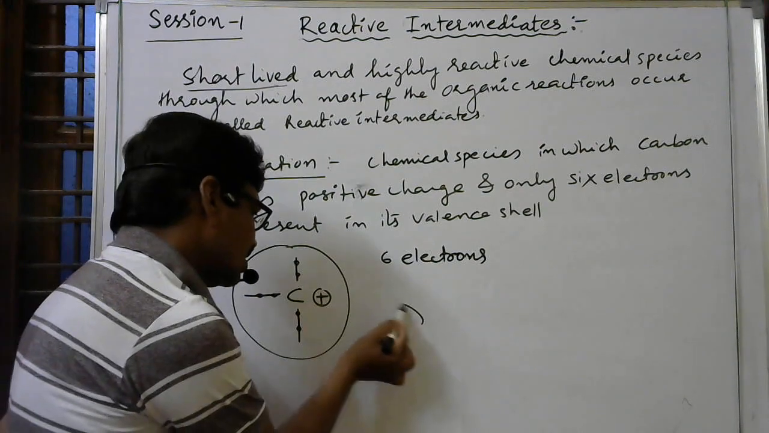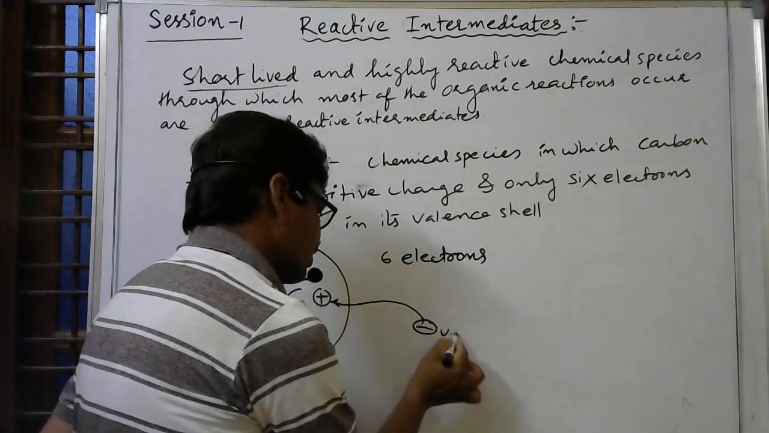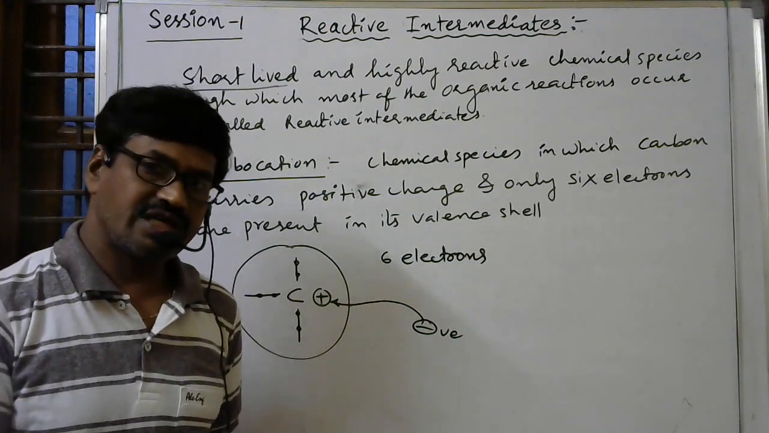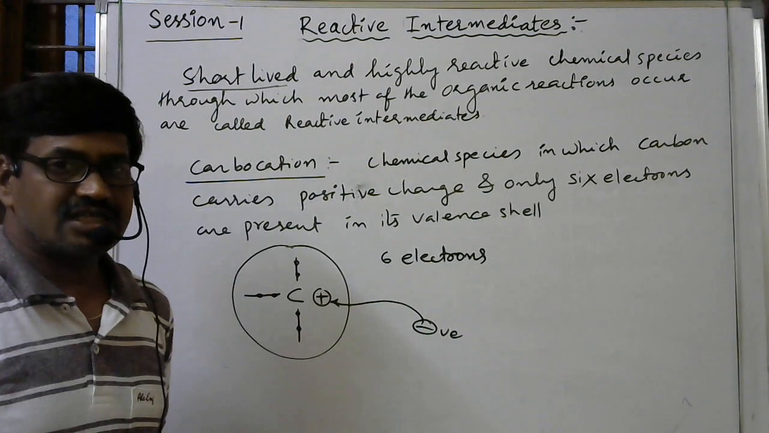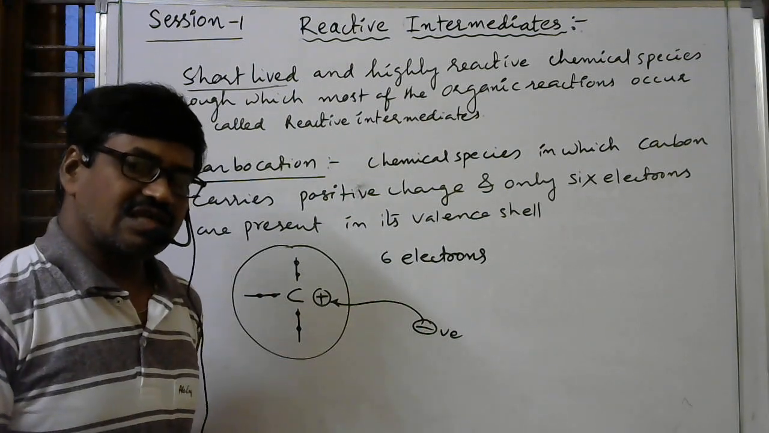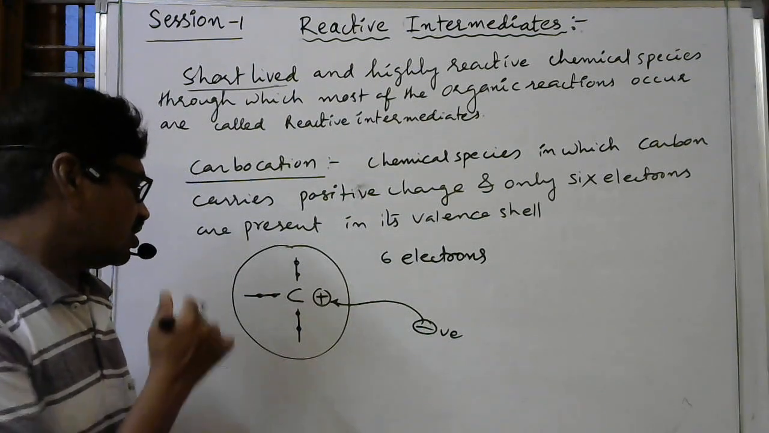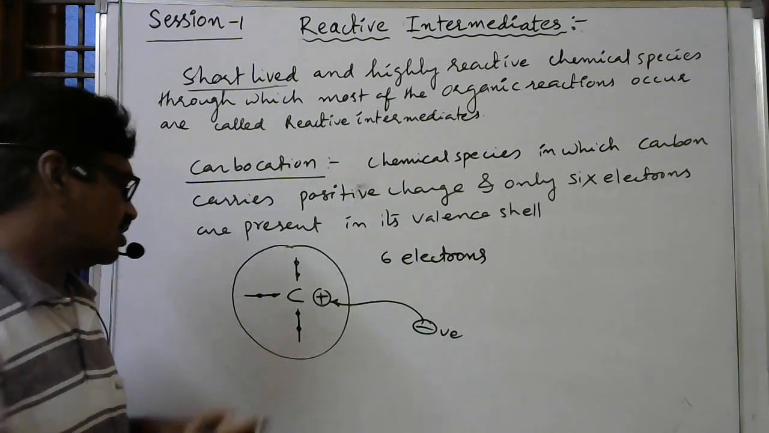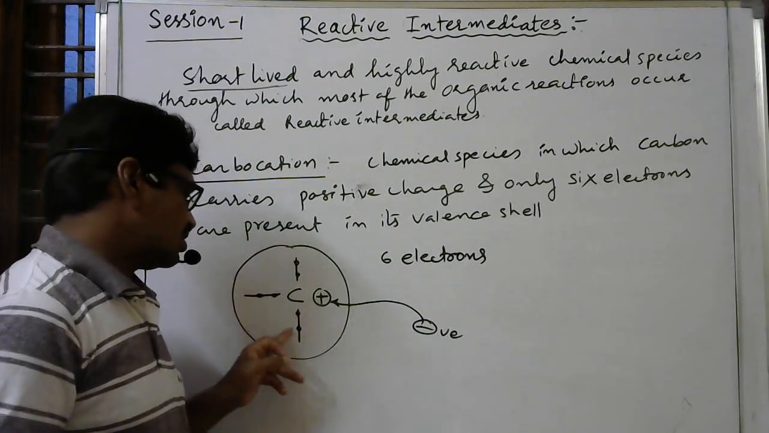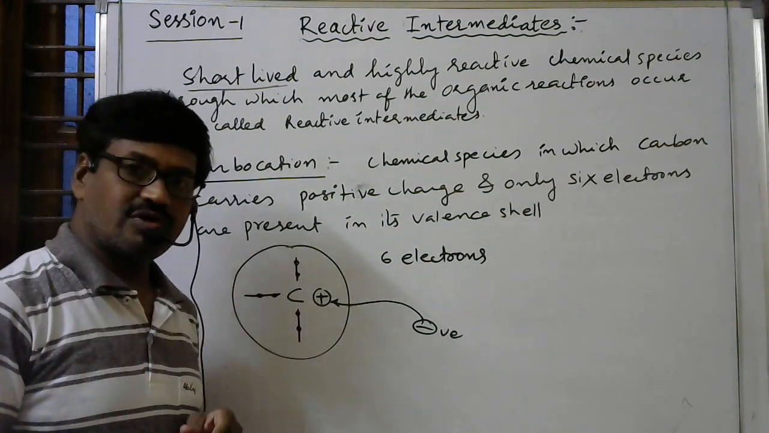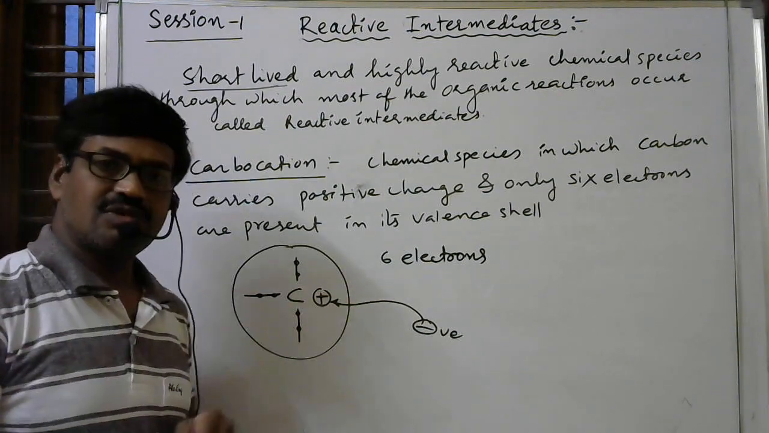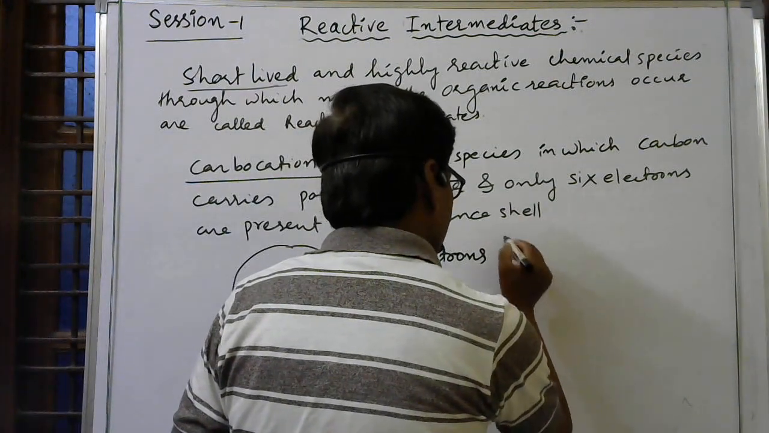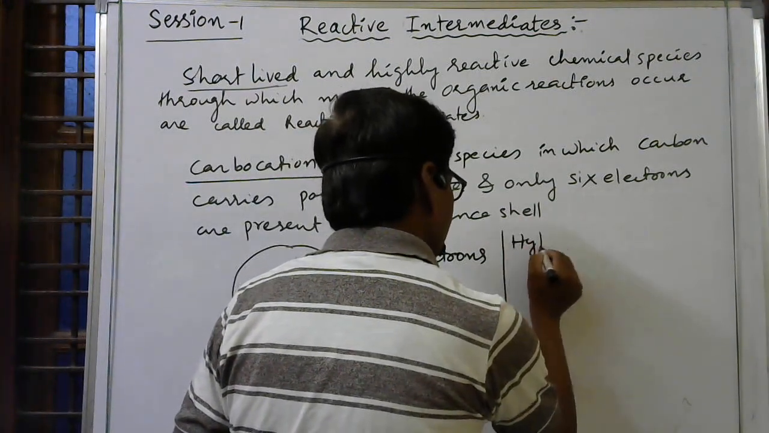So it can always accept negatively charged species, which are nothing but nucleophiles. Generally on carbocation, nucleophilic attack takes place. We will discuss that in the classification of reactions. So this is the carbocation. Then what is the structure of carbocation? Here 6 electrons are present and 3 bonds are present. All these bonds are sigma bonds only, along with the positive charge. Therefore, first we should know about hybridization. What is the hybridization of carbocation?